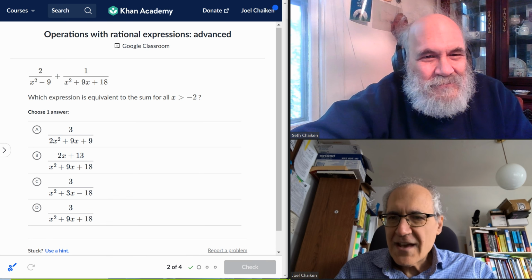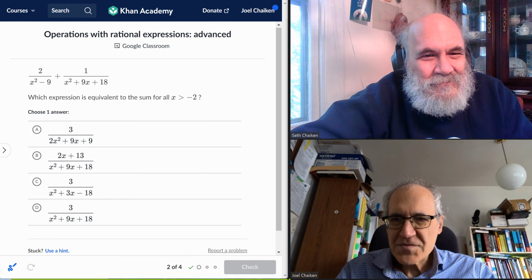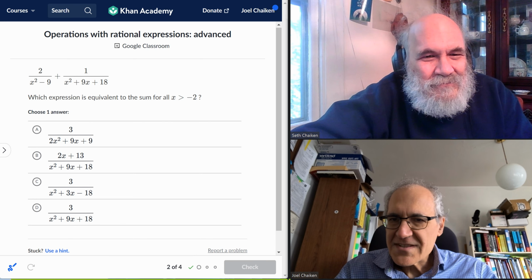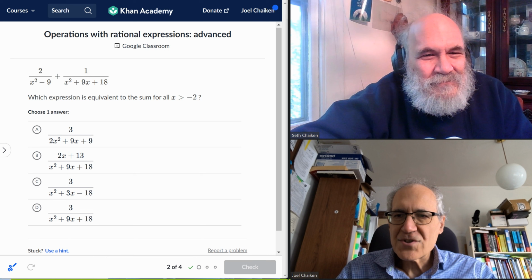Okay, here we have two rational expressions, and you have to add them. Yuck. It's called common denominator. And it's equivalent to the sum for all x greater than negative 2.